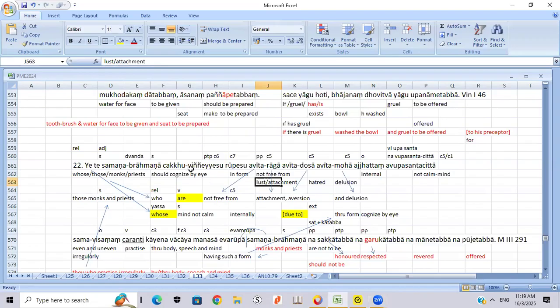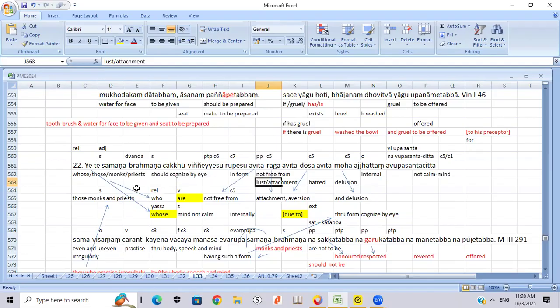So in this particular case, understand that it is not free, not free, not free. So this is not free from, this part, the first part, avida, not free from, and then this raga is lust or attachment. So the word raga can be lust or attachment, whichever you want to put. The same thing applies to this: dosa can be aversion, and moha can be delusion.